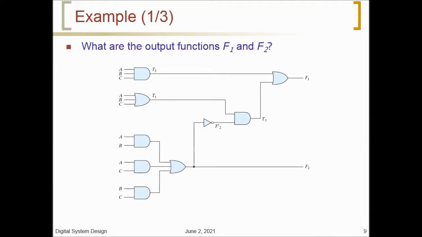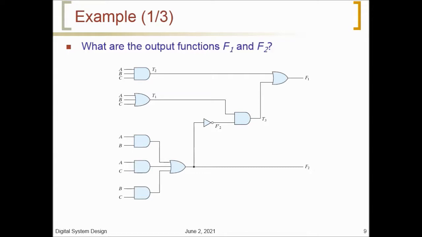Similarly, we have another example. In this example, the question is what are the output functions of F1 and F2? The analysis of the combinational circuit of this figure illustrates the proposed procedure. We note that the circuit has three binary inputs A, B, and C, and two binary outputs F1 and F2.